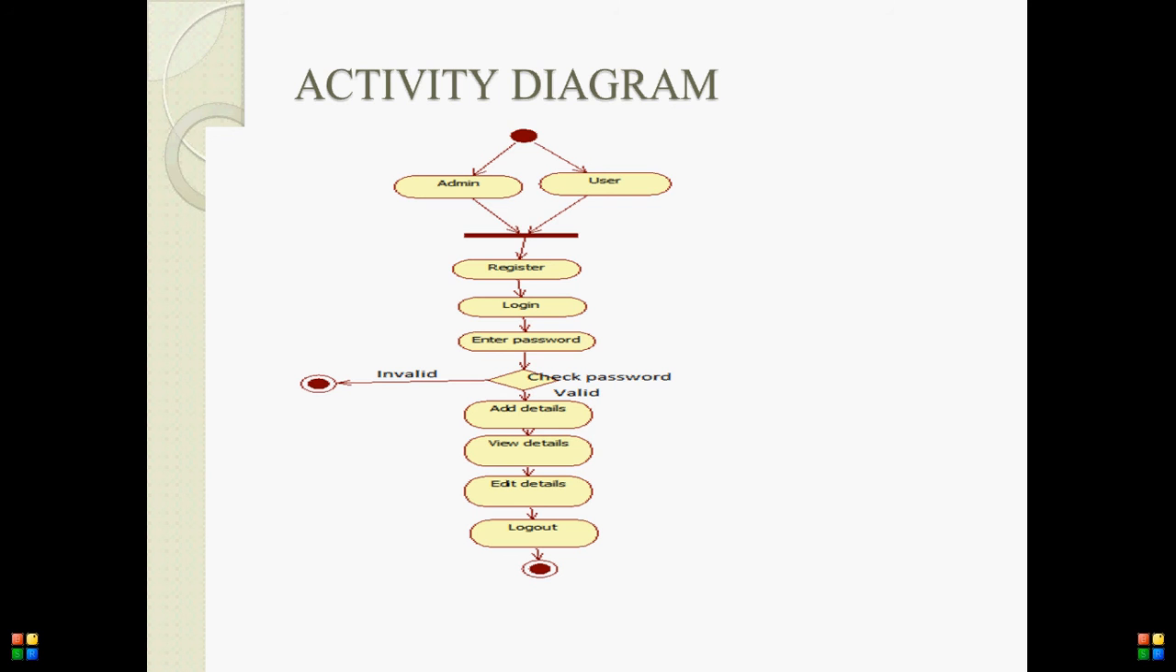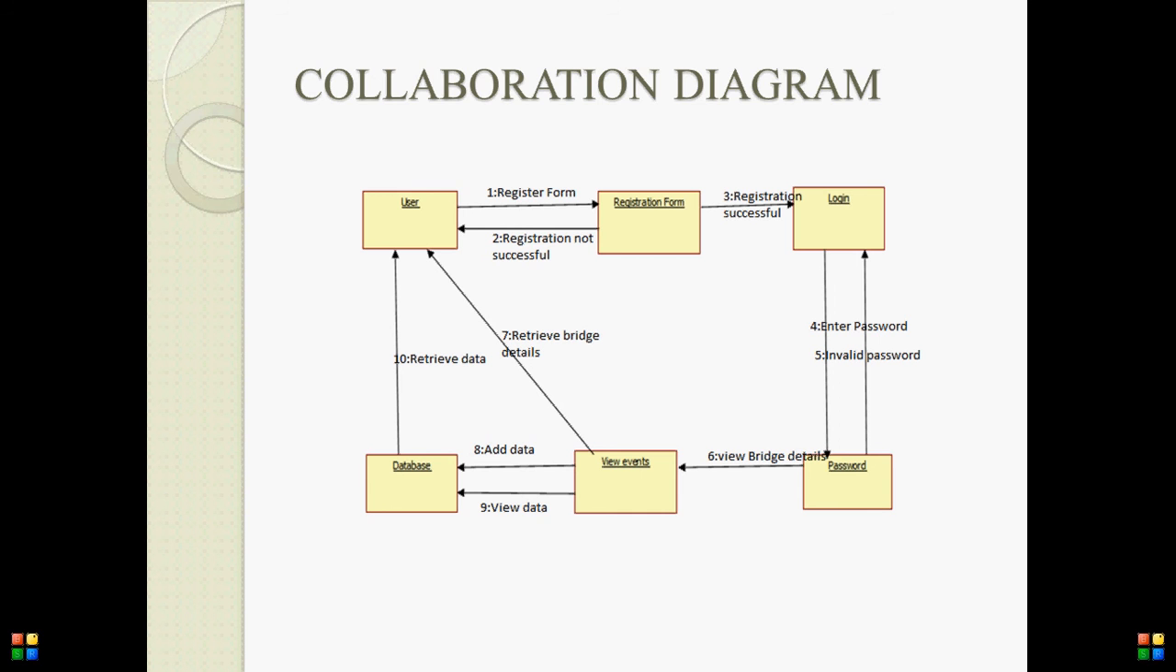Activity diagram. The activity diagram has admin and user. The admin and user must register the form and then log in and enter the password. If the password is valid, the user can add data to the database, view data, and edit data in the database. Collaboration diagram. The collaboration diagram has user, registration form, login, database, view events, password.